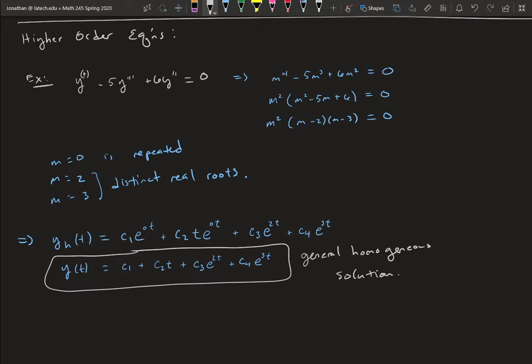So the t on the c2 comes from the repeated root. I do it by itself first, and then I multiply by t for m equals 0. So just follow the guidelines from quadratic.